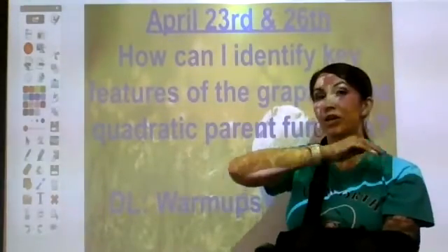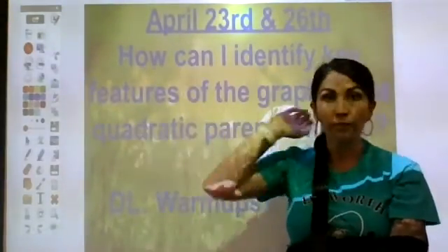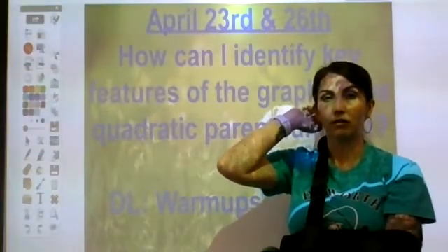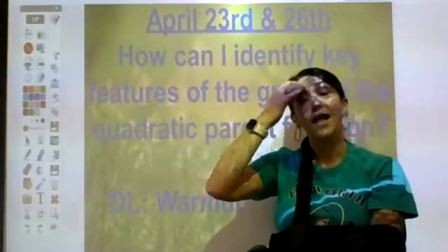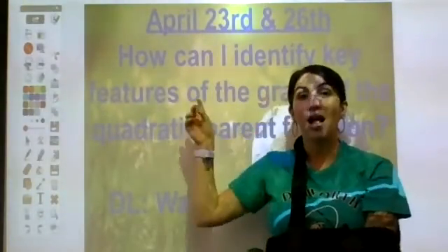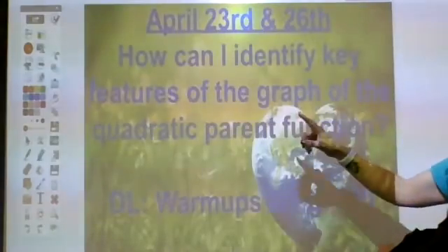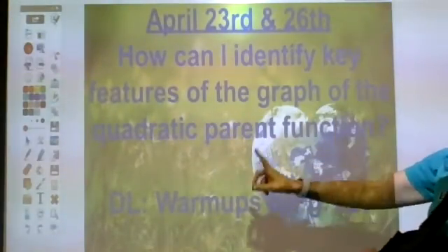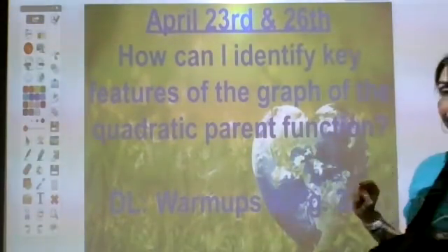Today, we are starting something brand new. You've never seen it before. And it's really kind of the last thing that you need in algebra before you go into high school, and that is quadratics. So how can I identify key features of the graph of the quadratic parent function?